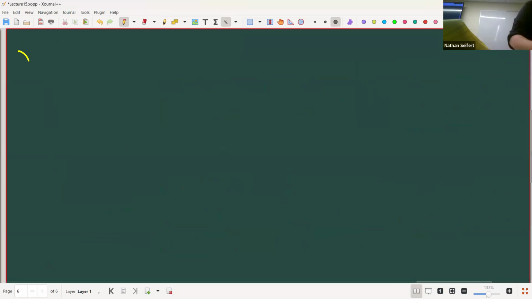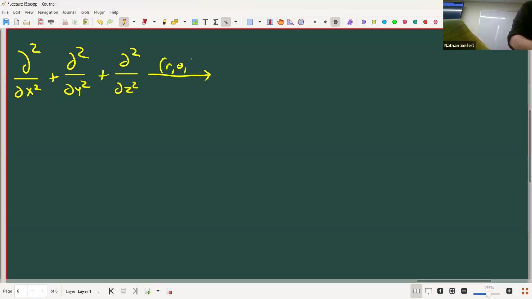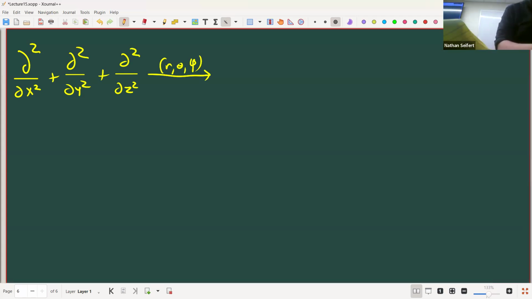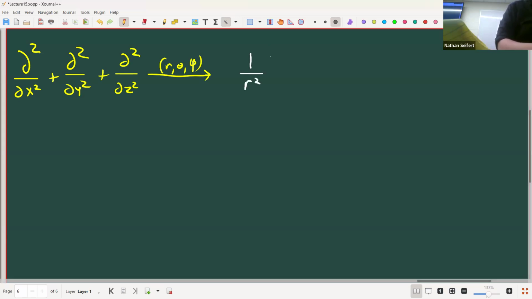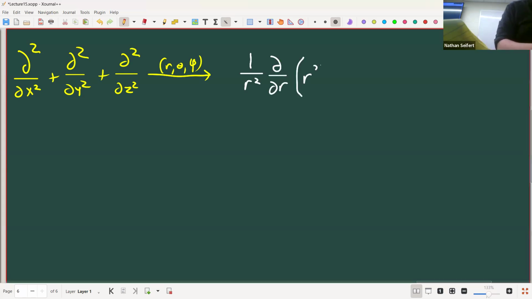All right, so we're going to take the second derivatives with respect to the coordinates, and we're going to convert into spherical coordinates, r, theta, and phi. And we get three terms: a term proportional to d r, a term proportional to d theta, and a term proportional to d phi. The r term is 1 over r squared times the derivative with respect to r of r squared times the derivative with respect to r.